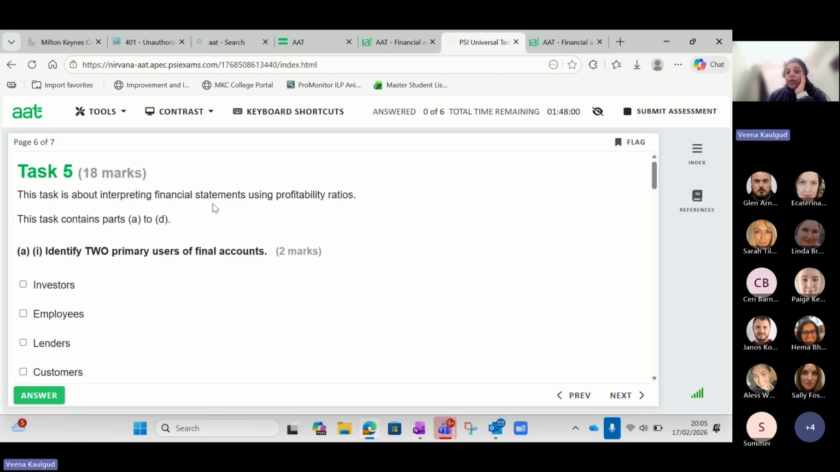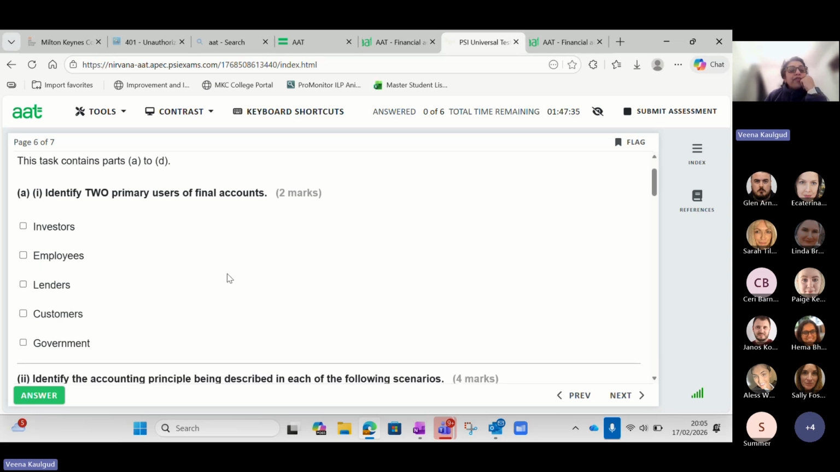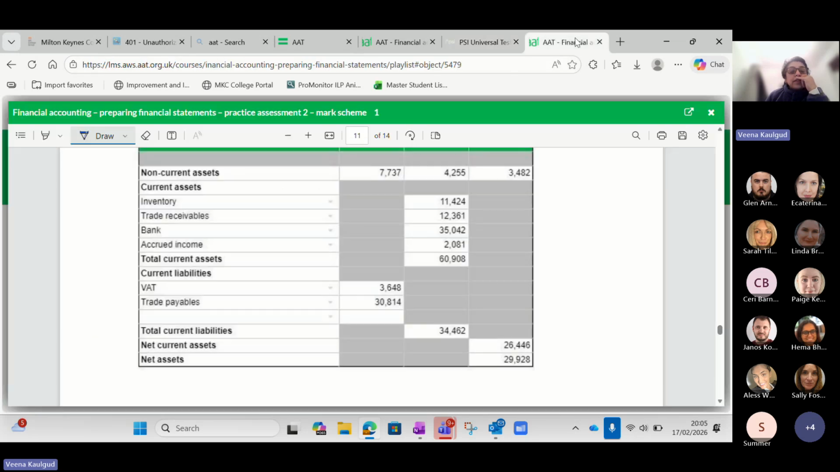Now, this task is about interpreting financial statements using profitability ratios. Identify two primary users of final accounts. So you would know who uses the final accounts. We have discussed this in the class. Two primary users, they are saying, okay? Two primary users. Who are the two primary users? All of them are users, but who are the primary users of final accounts? So it will be investors, government. Let us see the answer for this.